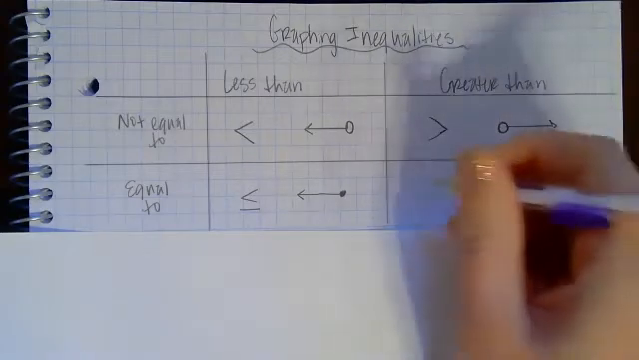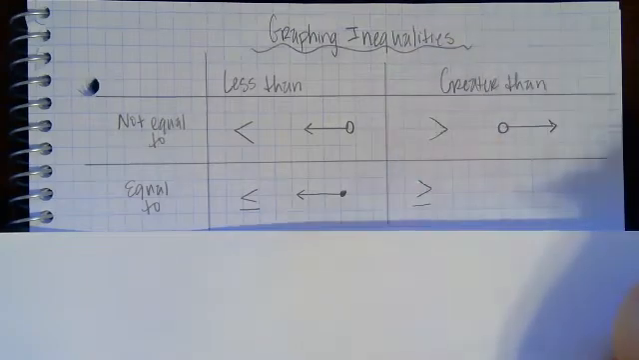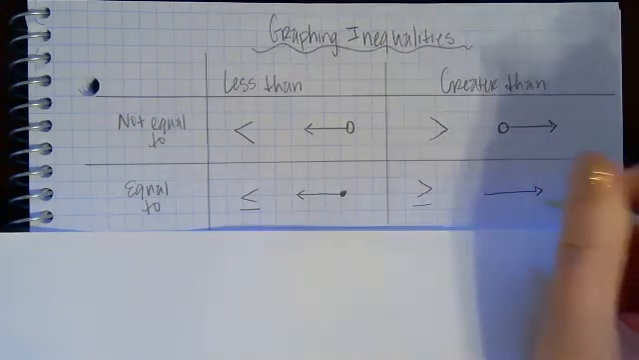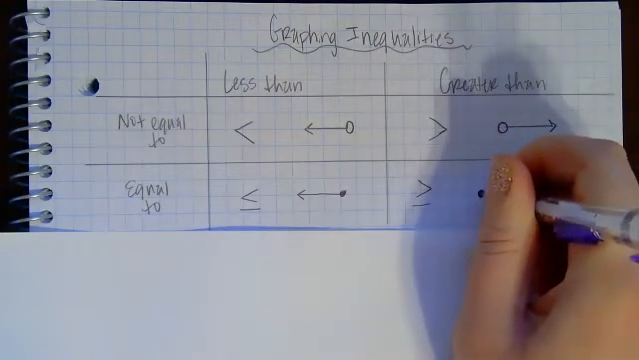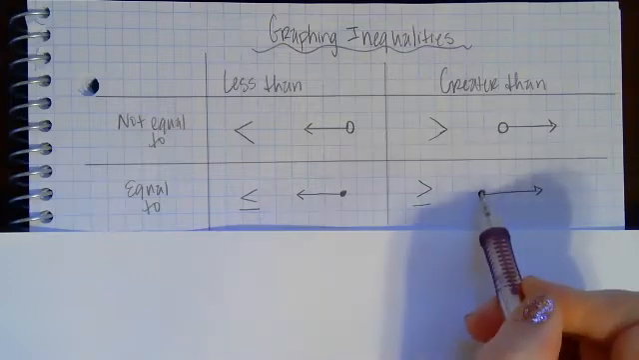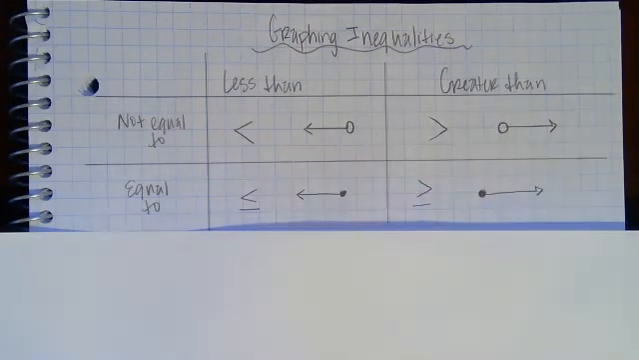Same thing for greater than or equal to. We have our greater than symbol, we have the equal to on the bottom, and then same thing, it's going to go in this direction towards the greater numbers. And it's going to be solid because it is equal to. So the answers here are included, and here they're not included. Okay, so we're going to use this to help us do some examples here.